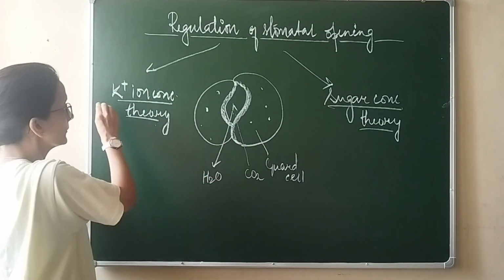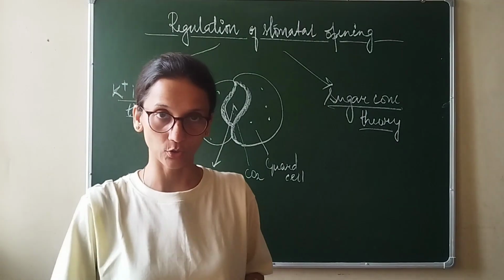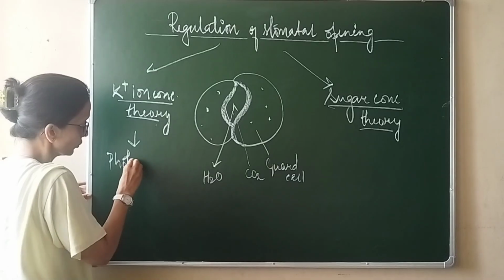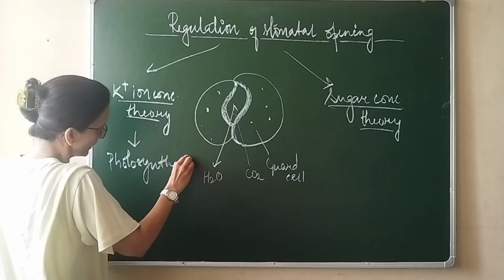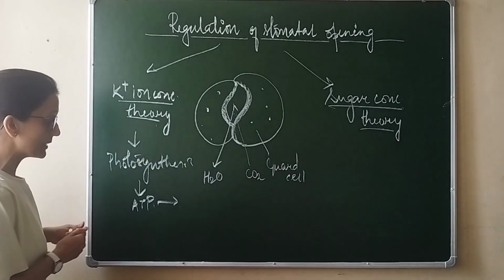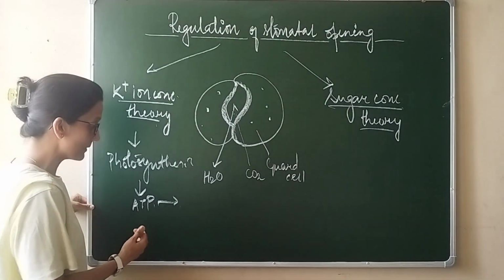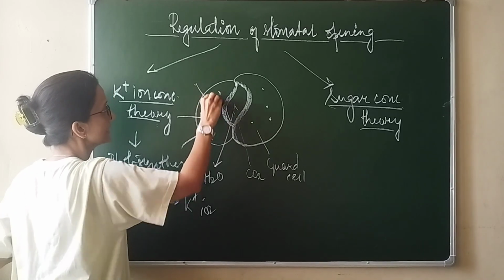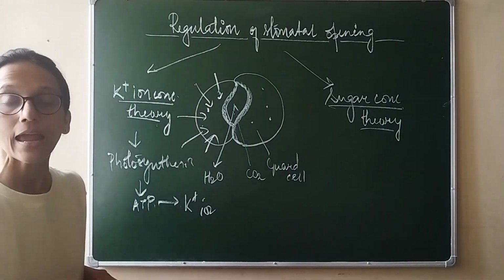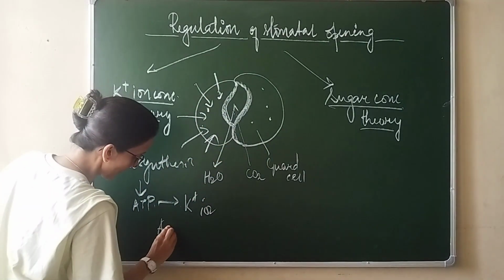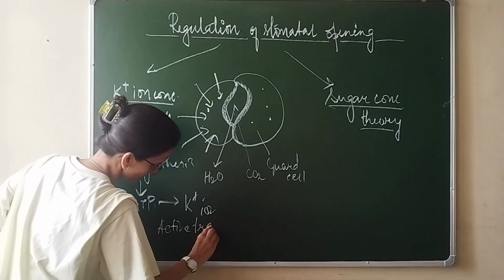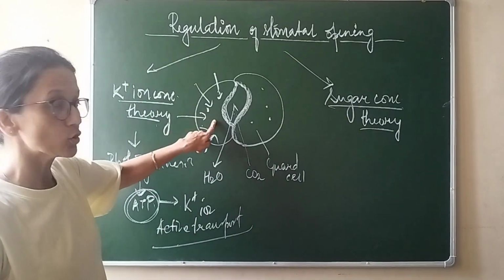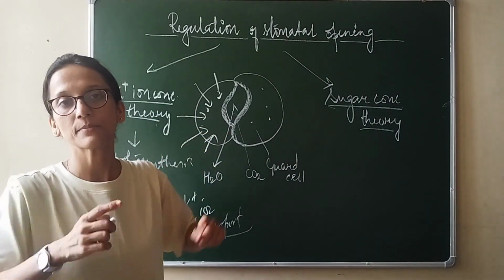So पहले समझते हैं the first theory which is known as the potassium ion theory. As per potassium ion theory, when the plant cells perform the process of photosynthesis, they produce ATP. This ATP is utilized by the plant cells to draw in potassium ion into the guard cells. कहाँ से? From the neighboring cells. And how? By the process of active transport. That means they are utilizing this ATP to draw potassium ions from the neighboring cells.